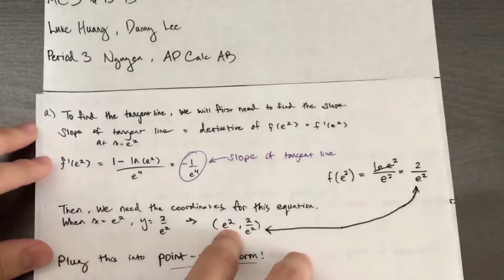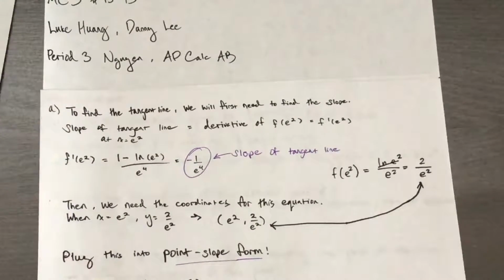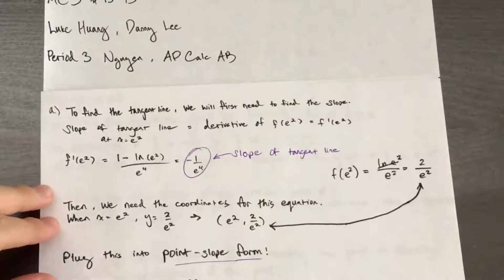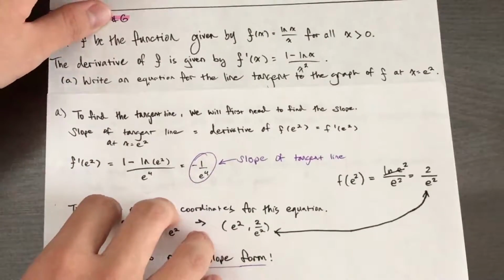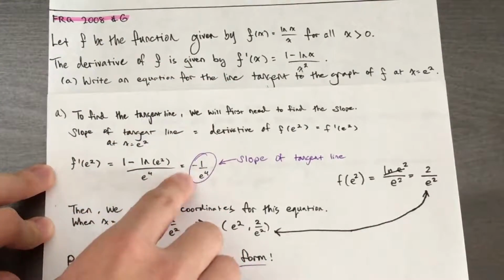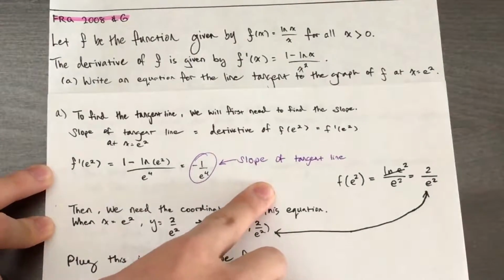So to find the tangent line, we will need to find the slope. The slope of the tangent line is equal to the derivative of f at e squared, which is equal to f prime of e squared. And we can find that by plugging it into the f prime function, and you will get negative 1 over e to the fourth. And that will be the slope of the tangent line.